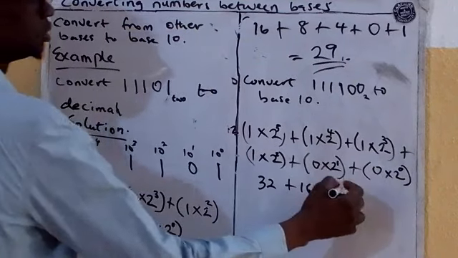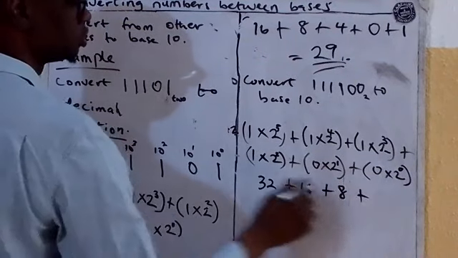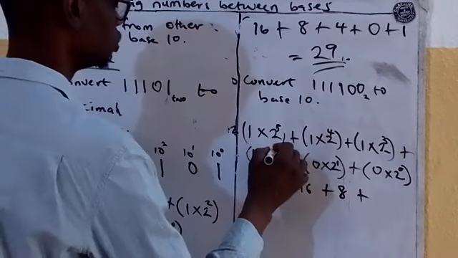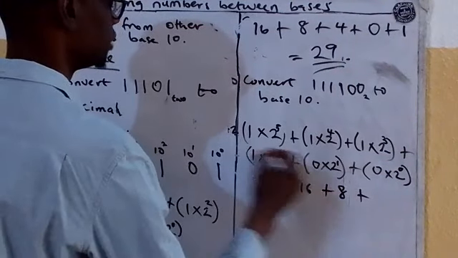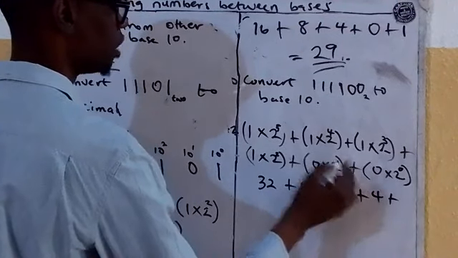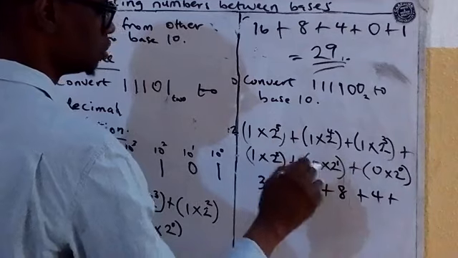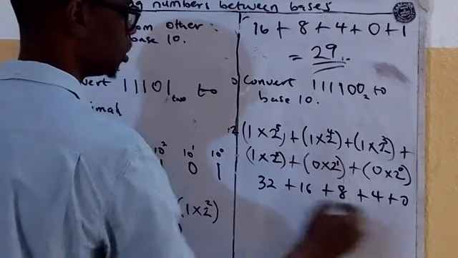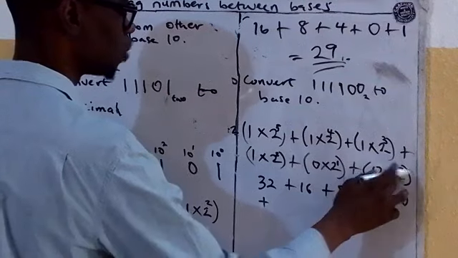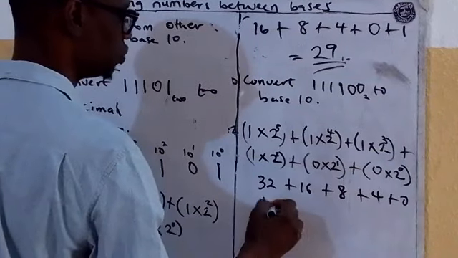8 times 1 is 8. Plus 2 raised to the power of 2 is 4. 4 times 1 is 4. And this one is 0, because 2 raised to the power of 1 is 2, and 2 times 0 is 0. And plus 2 raised to the power of 0 is 1. 1 times 0 is 0 again.